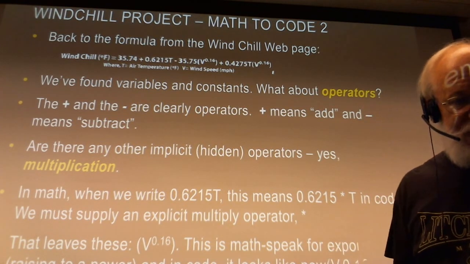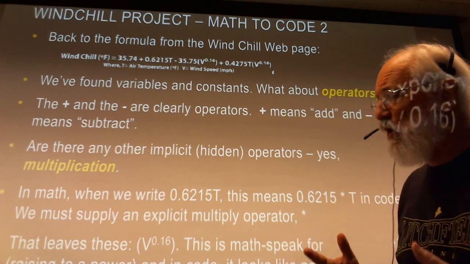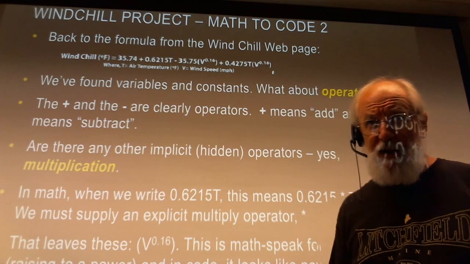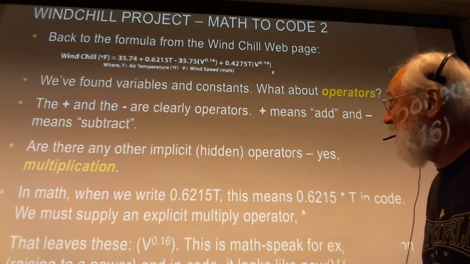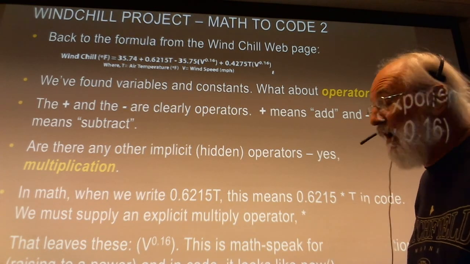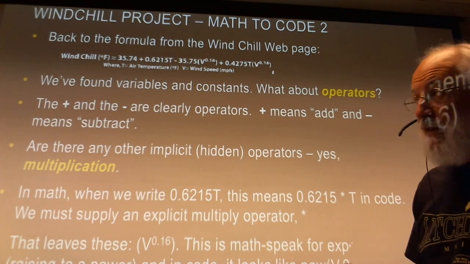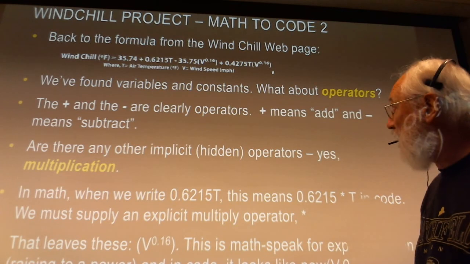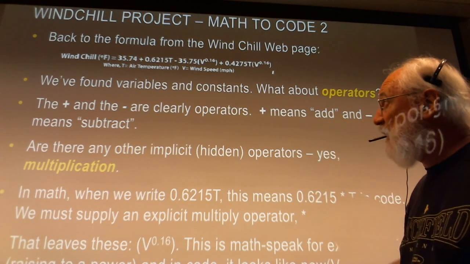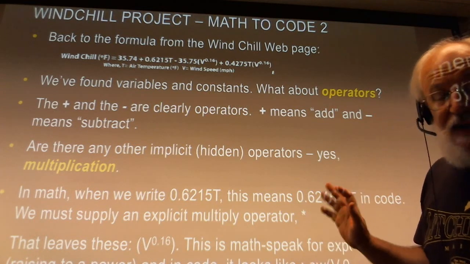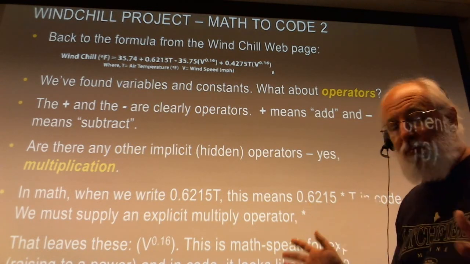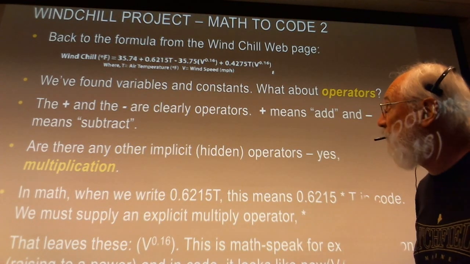What about the operators? How are we going to actually do the arithmetic required to get this result? Well, you probably already can see them. The plus and minus are clearly operators. They do the same thing in programming that they do on your calculator. Plus means add and minus means subtract. So far, so good. Are there any other hidden or implicit operators in this expression?